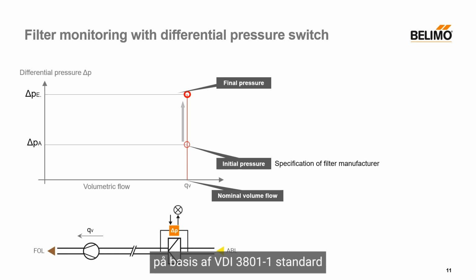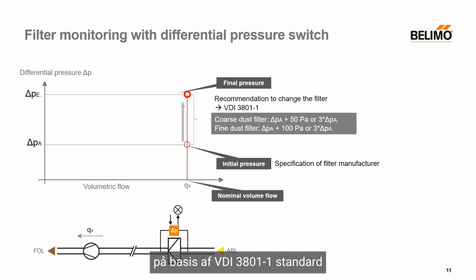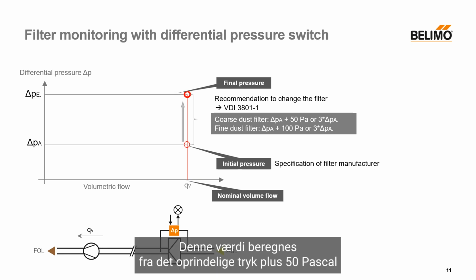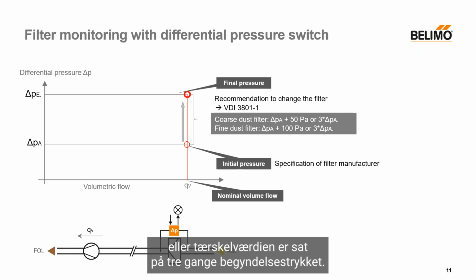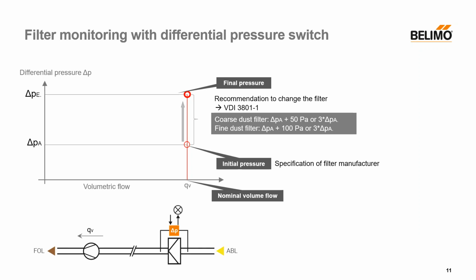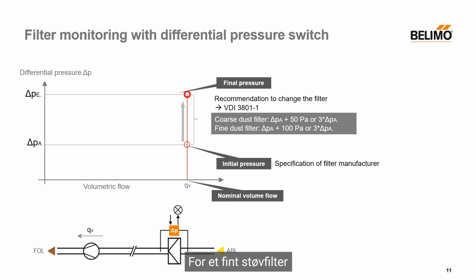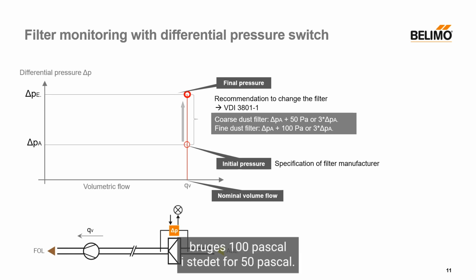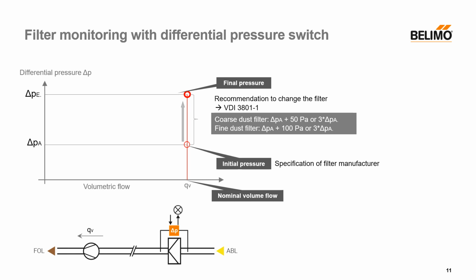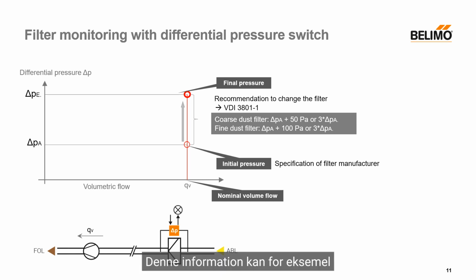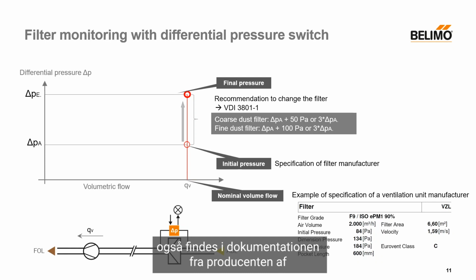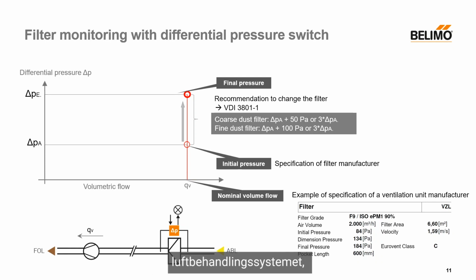The final pressure can now be calculated on the basis of the VDI 3801:1 standard. For coarse dust filters, this value is calculated from the initial pressure plus 50 Pascal, or the threshold value is set at 3 times the initial pressure. The smaller value of the two just calculated applies. For a fine dust filter, 100 Pascals are used instead of the 50 Pascals. This information can also be found in the documentation of the air handling unit manufacturer, who lists the values for a fine dust filter, for example.